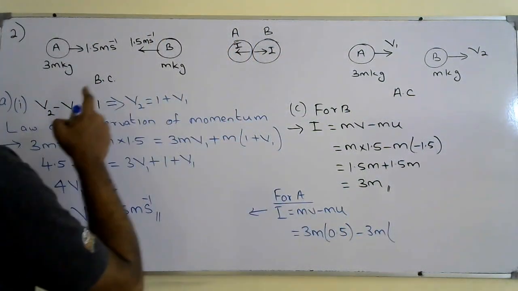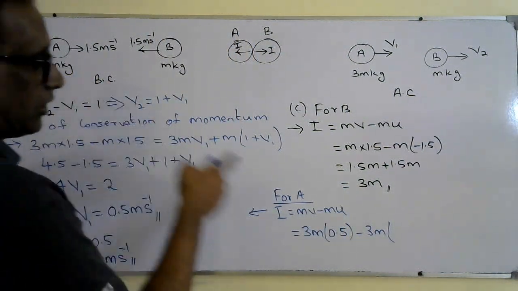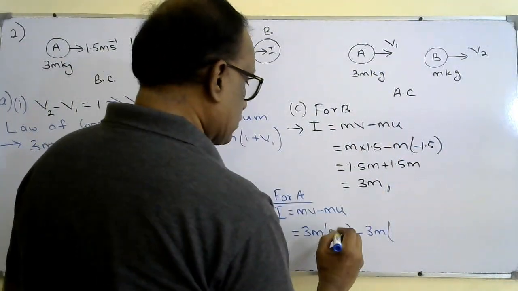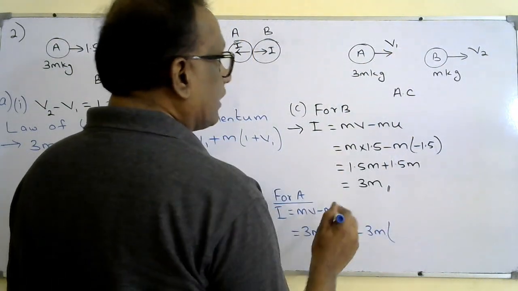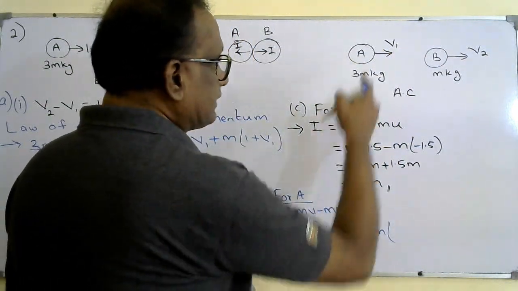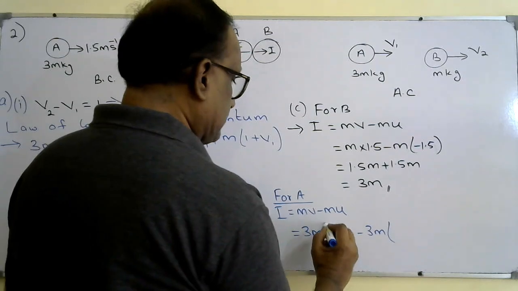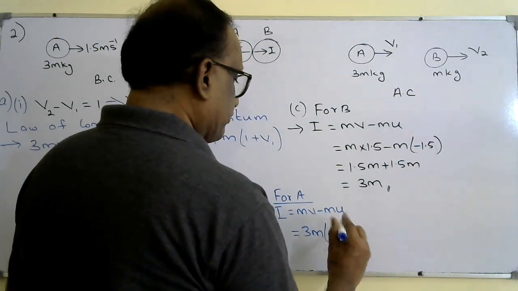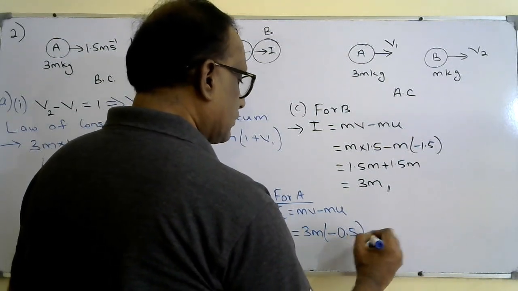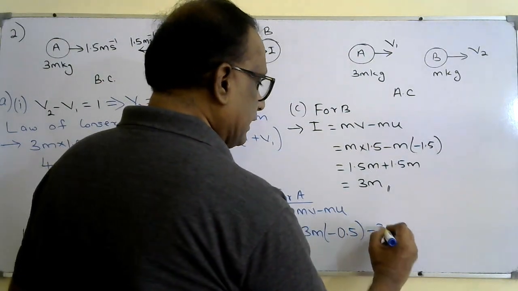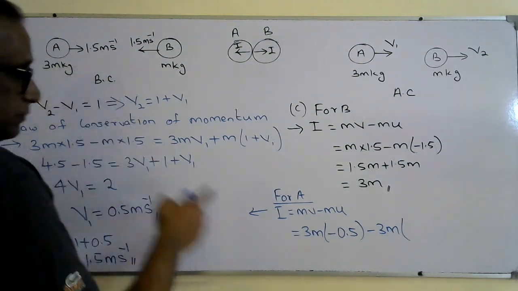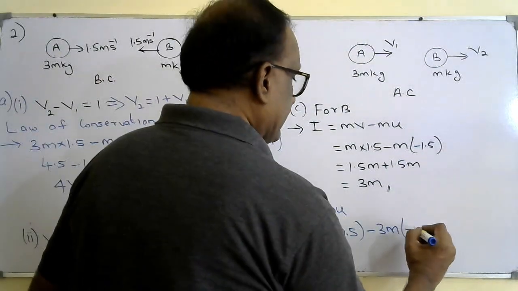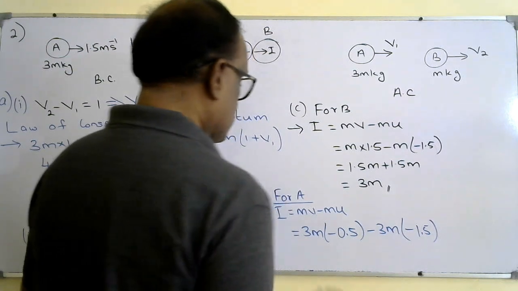The initial velocity is towards, okay, that also I made a mistake, that is minus 0.5. So here there should be a minus because the velocity of A after collision is towards right. I am using towards left. So minus 0.5. This minus I wrote, 3m into the initial velocity, that also is towards right, but I am using towards left. So minus 1.5. Okay, solve it now.